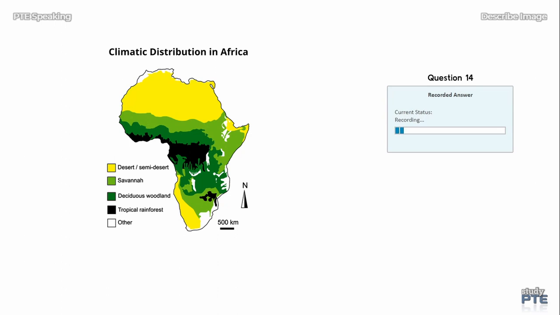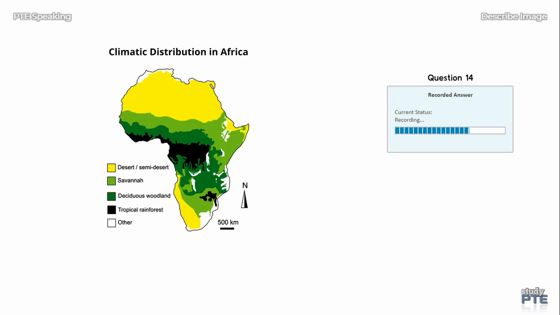The given image shows information about climatic distribution of Africa. It also provides information in various categories such as desert, semi-desert, savanna, deciduous woodlands, tropical rainforest, and others. It is clearly visible from this image that desert is shown by the yellow color. On the other hand, tropical rainforest is shown by the black color.